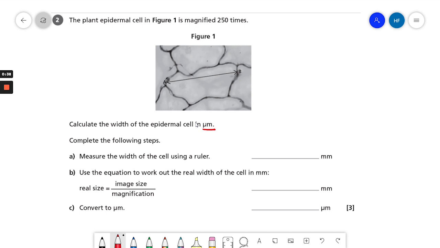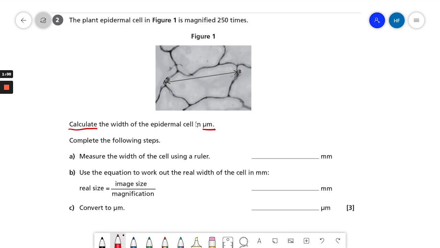Now let's start by identifying important information in the question. And I always like to start by looking for the command word. And I can see over here we've got the word calculate. And that command word means that we need to use the numbers given in the question to work out the answers. So let's look for what numbers we're given.